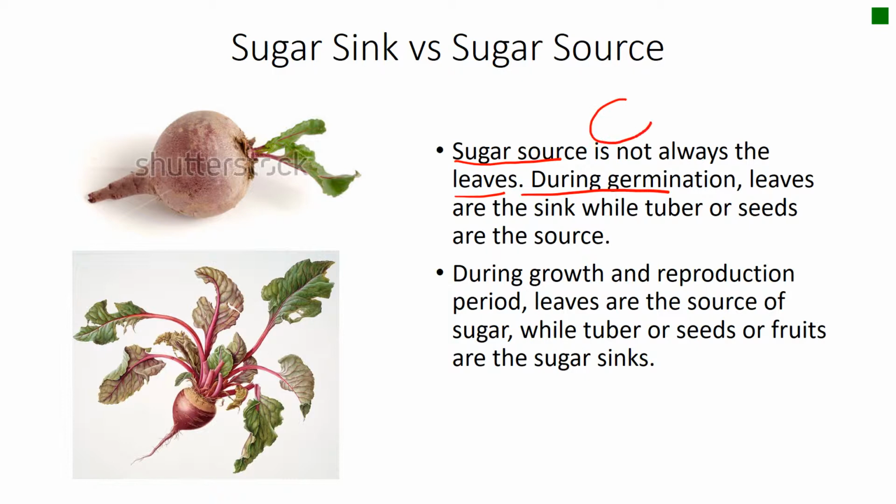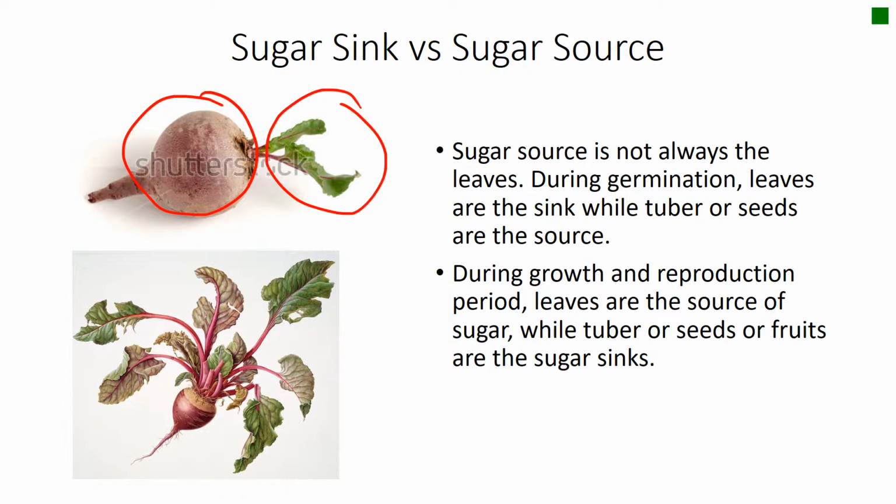So, for example, this is a seed that has lots of product of photosynthesis from the parent plant, stored in the endosperm of the seed. When the seed is germinating and creating the first leaves, these leaves are not yet a sugar source. They still need the food from the seed or the tuber to create bigger and bigger leaves. So in this case the leaves are the sugar sink and the tuber is the sugar source.